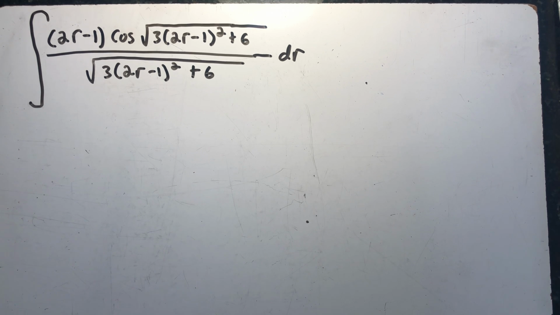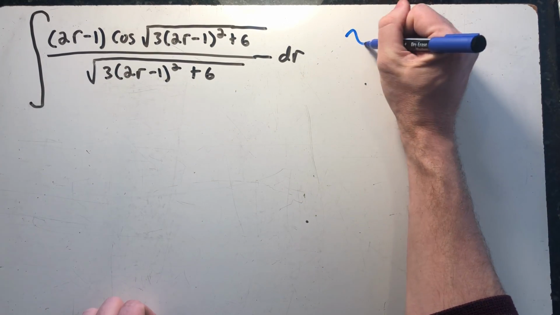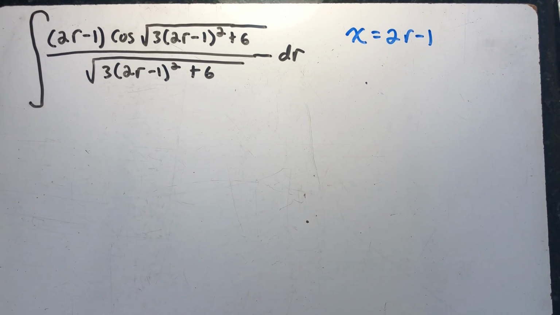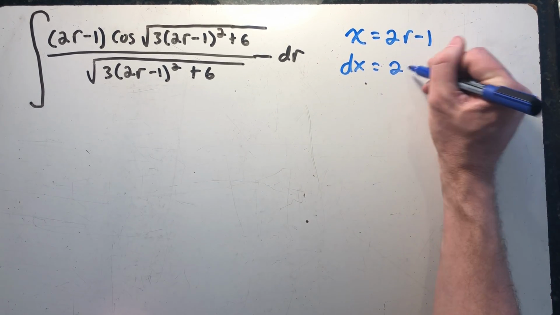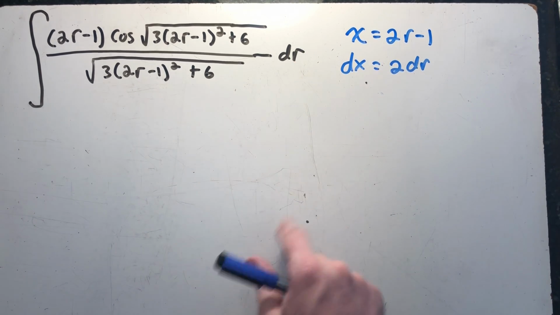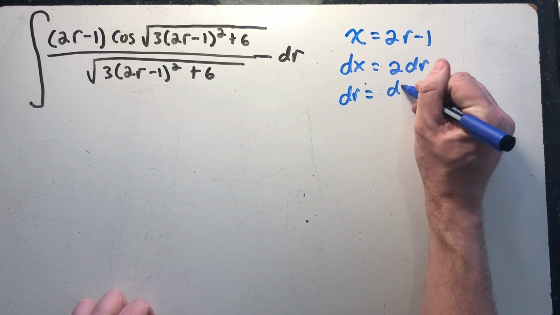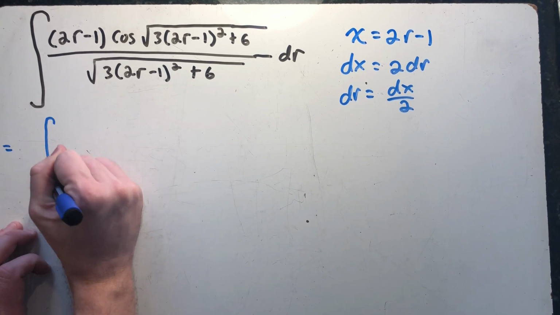So what I'm going to do to start is just say, well, I see this 2r minus 1 repeated, so maybe it would be easier if I replace that and just called it x. So I'm going to let x equal 2r minus 1. So I'll need to take a derivative: dx equals 2dr, so that I can replace that dr with a dx. So dr is equal to dx over 2. So I make that substitution.